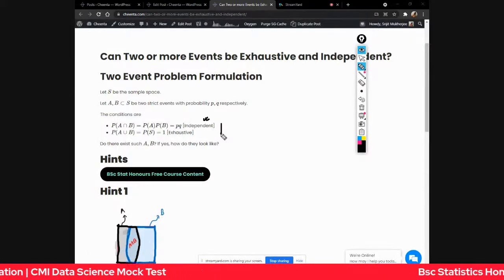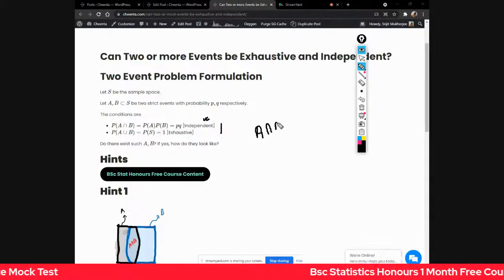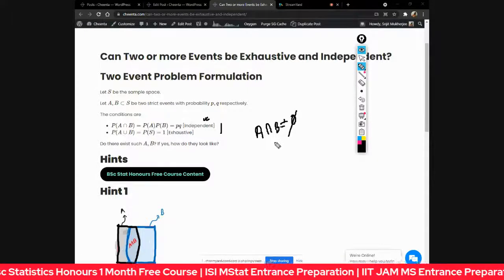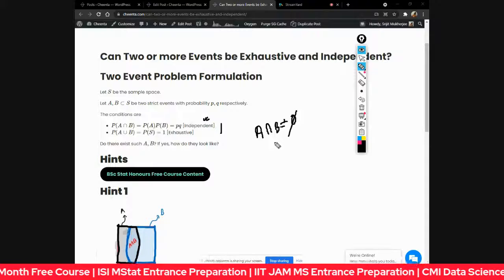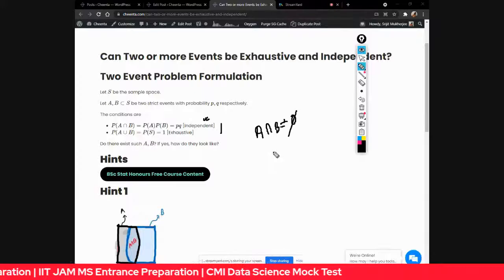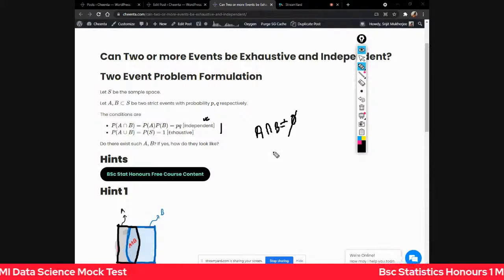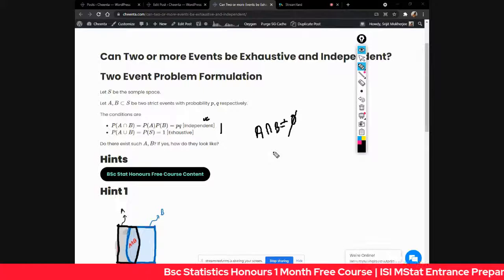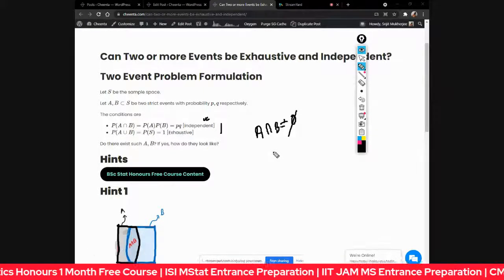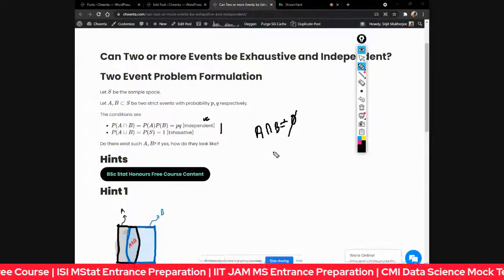Just like this result, that if A intersection B is equal to phi, then A and B are independent. Similarly, what do you think if A union B is equal to S? We know that if there is an element in S that is not in A, it must be in B. That's also a lot of information. So can they be independent? I personally think intuitively they cannot.